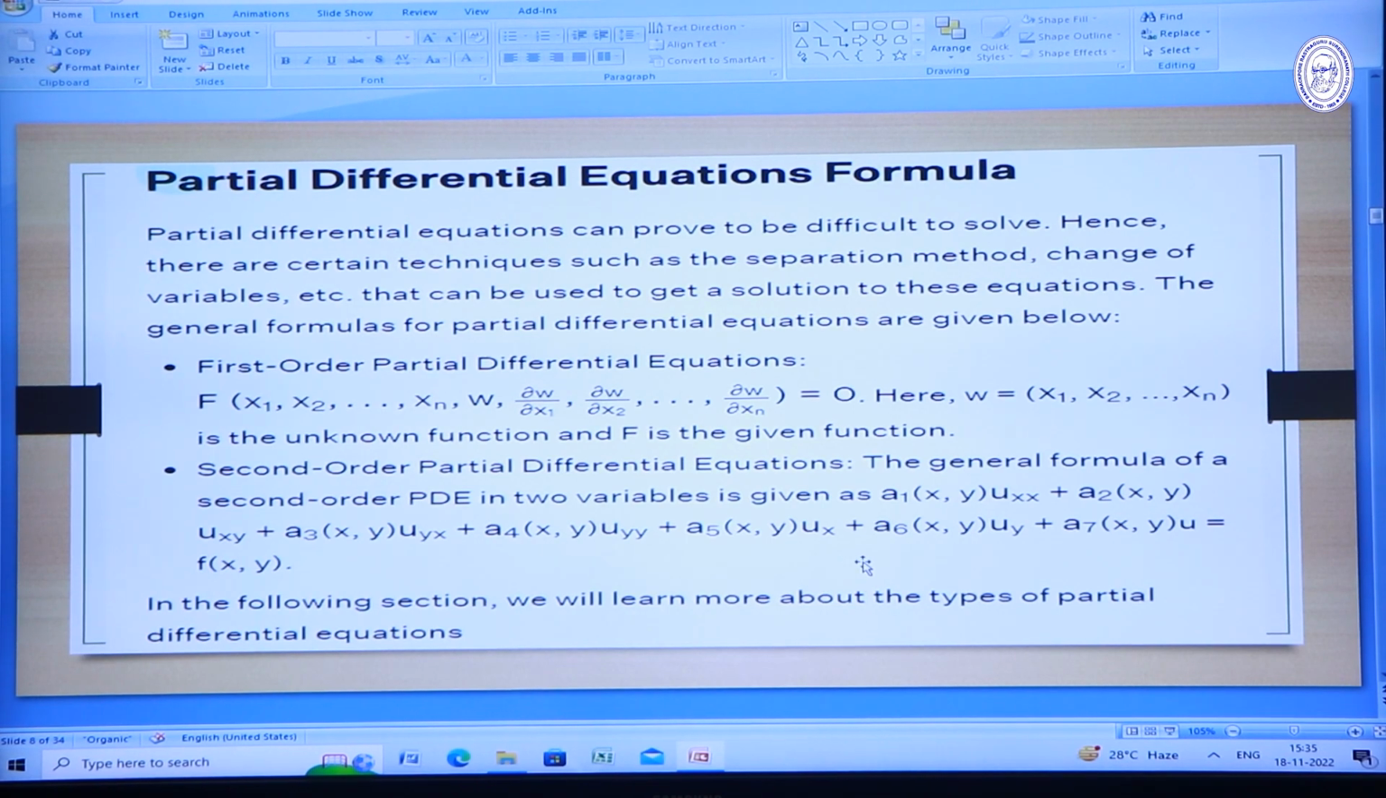In the following section, we will learn more about the types of partial differential equations.